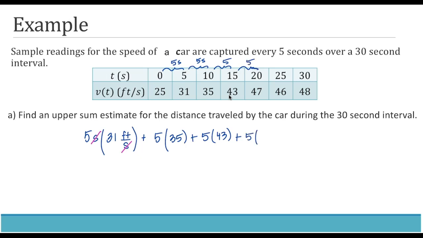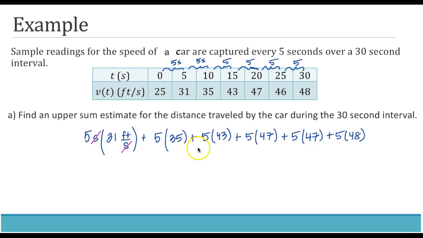So we have 5 times 47, the bigger output between 43 and 47, plus between 20 and 25 is 5 seconds, and between 47 and 46, 47 is the bigger one. So we have 47, and then between 25 and 30, that distance is 5 seconds, and between 46 and 48, 48 is bigger, so 5 times 48.